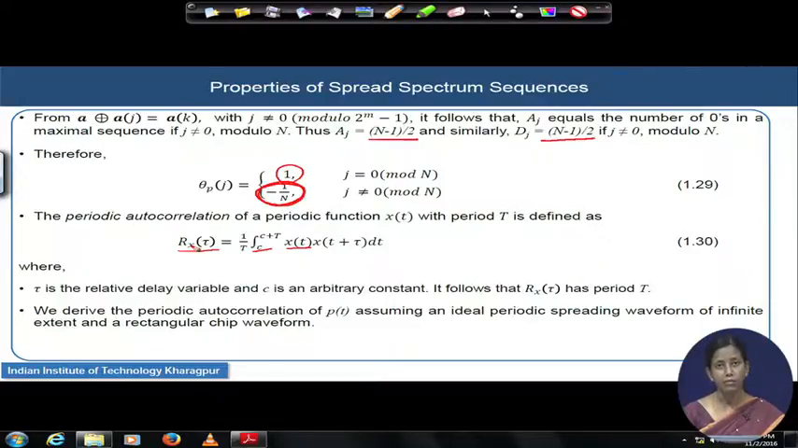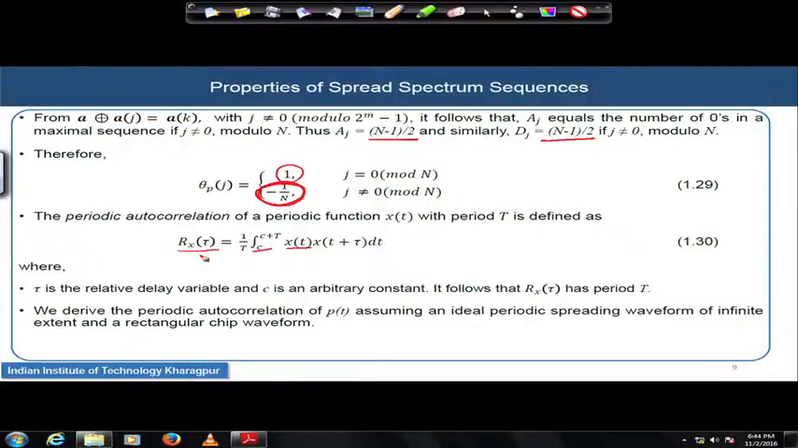In the next module, we will derive the periodic autocorrelation with respect to Pt. We will assume an ideal periodic spreading waveform of infinite extent with a rectangular chip imposed on it, and we will see how the periodic autocorrelation of Pt, the spreading sequence, will look.